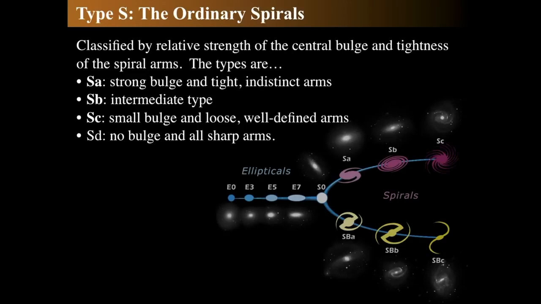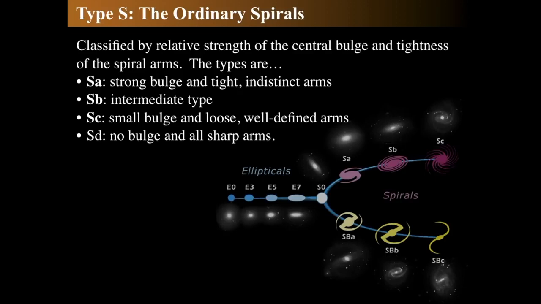An SA will have an enormously large bulge and very, very tight, indistinct arms. So they look a little like a lenticular, except there's star formation going on. An SB is an intermediate type. They don't have as large a bulge, but the arms are much more distinct. An SC has a tiny bulge and loose, very well-defined arms. And an SD has absolutely no bulge, but lots of big spiral arms.